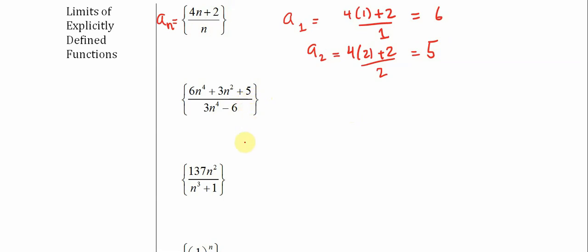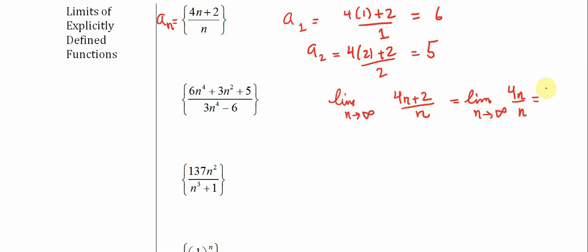Now, what we want to do here is figure out, will this sequence converge or diverge? And when we have these functions, it's very straightforward and nice for us. We simply take the limit as n approaches infinity of the particular explicit definition that we're given, so 4n plus 2 over n. And we take the leading terms in the top and the bottom. So this is the limit as n approaches infinity of 4n over n, which turns out to equal 4.